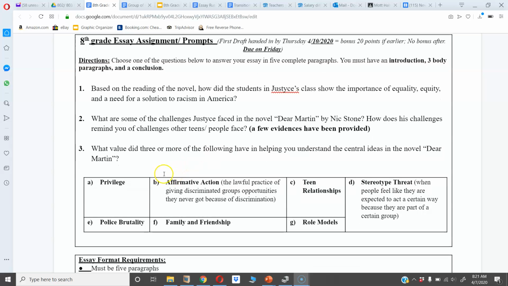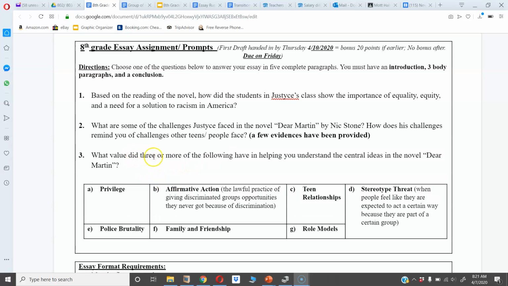Number 3 question says, what value did 3 or more of the following have in helping you understand the central ideas in the novel Dear Martin? So you can even start your introduction paragraph by talking about the central idea, or mention a little bit of the central ideas, and hitting 3 points. You can even say, I want to talk about 3 central ideas, one in the first body paragraph, one in the second body paragraph, and one in the third body paragraph.